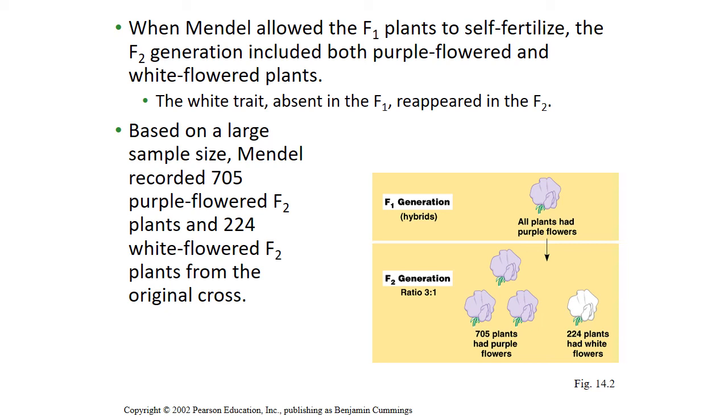And that white trait that disappeared in the F1 children showed up again. So it's not that it was gone, it was hidden, it was masked. So the purple trait had to be dominant so it could mask the white trait, which had to be recessive to hide.